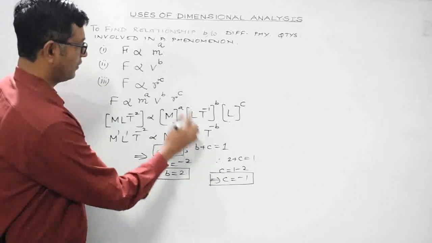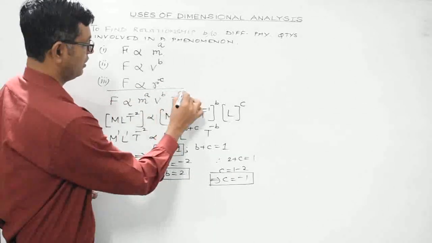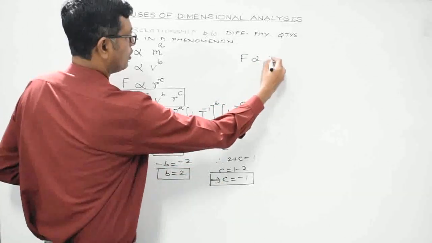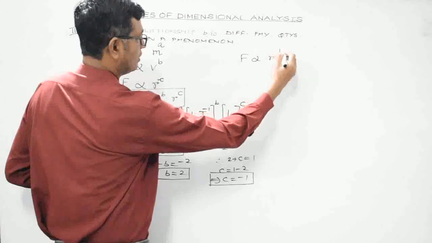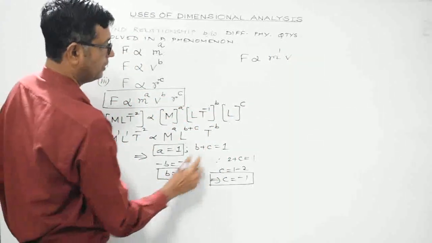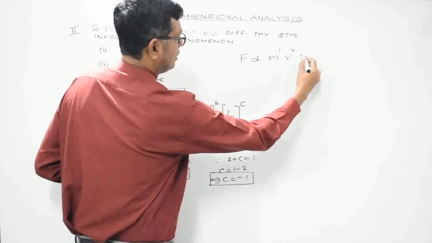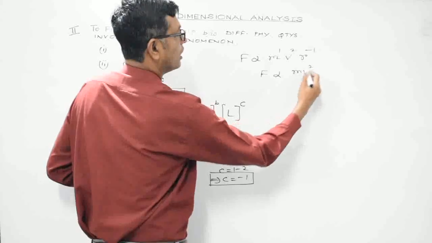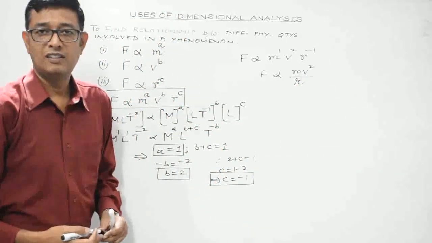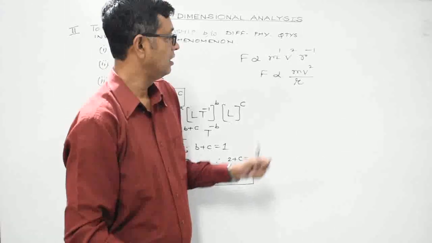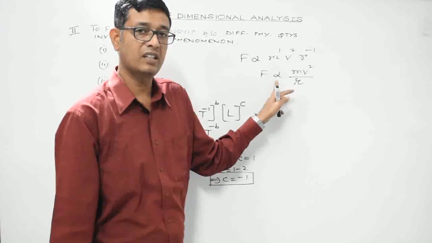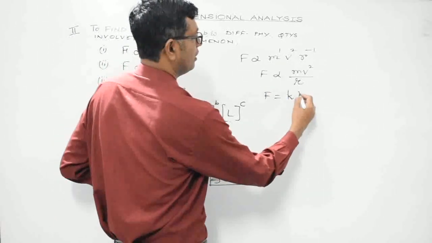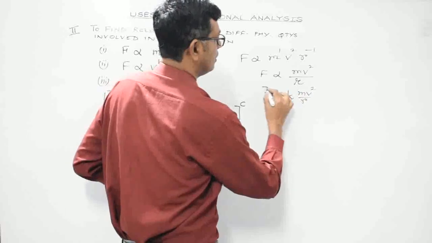Now we need to substitute this value in this equation. So what do you get? F is proportional to m to the power a, the value of a is 1. B, the value of b is 2. And r to the power c, the value of c is minus 1. So we can write it like this: mv square divided by r. Now as I stated, in order to eliminate this proportionality sign, we need to introduce some constant. So f is equal to k mv square by r.